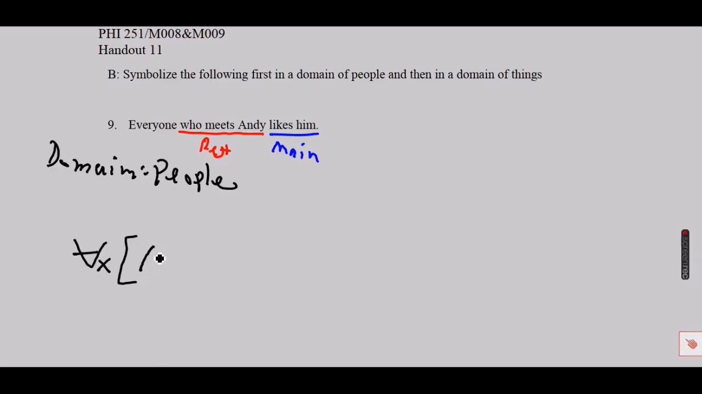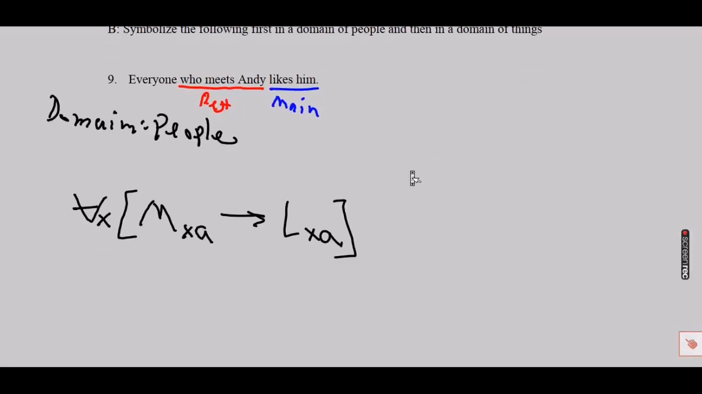Let's use M for that. X meets Andy. I use A for Andy. And then we have an arrow. And the main is that X likes Andy. Right? So that's the symbolization using the domain of people. For all X, if X meets Andy, then X likes Andy. Now we are asked to do the symbolization using the domain of things as well. So how should that go?